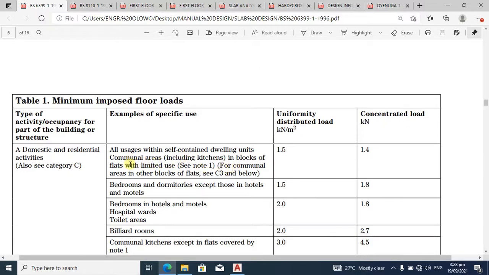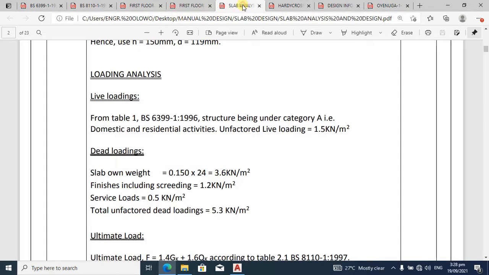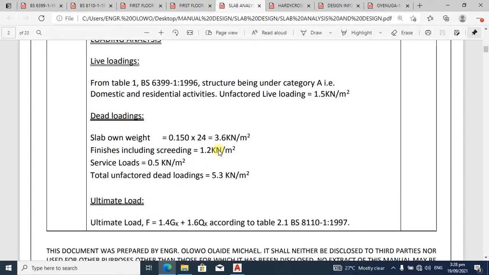And because our structure belongs to this group, we will now go for 1.5, and 1.5 is the uniformly distributed load on the panel. That is 1.5 rather. So let's go back. From here we know that our unfactored live loading is 1.5 kilonewton per meter square. So let's calculate the dead loading.